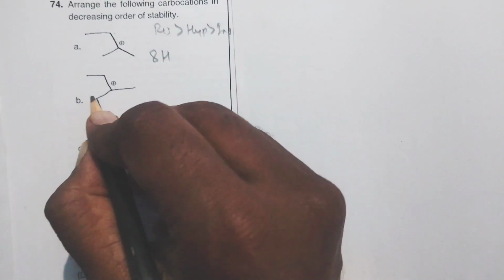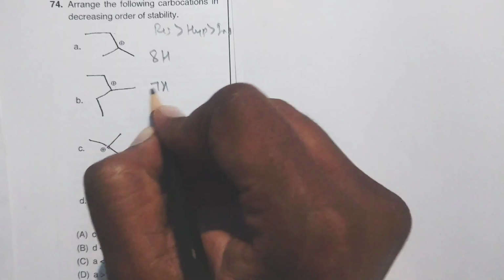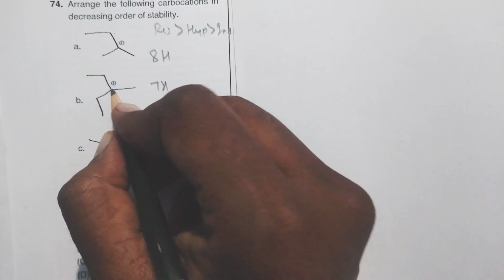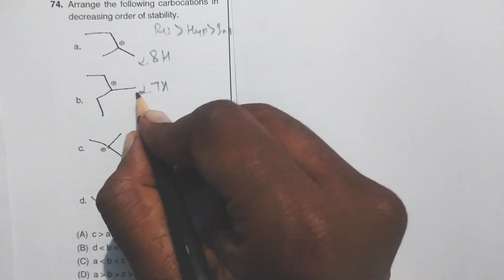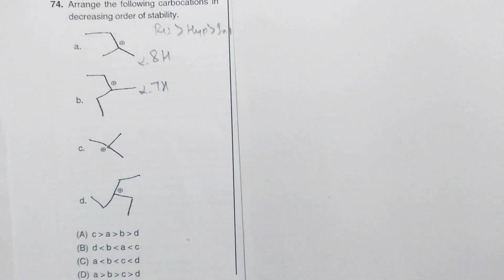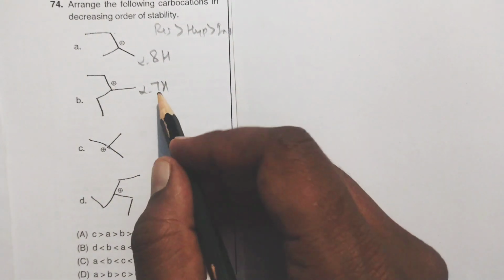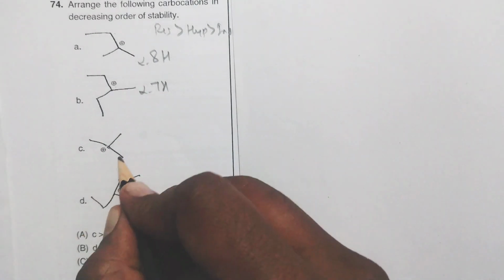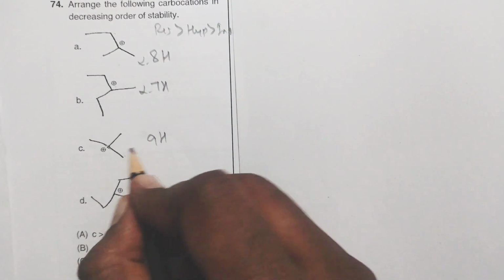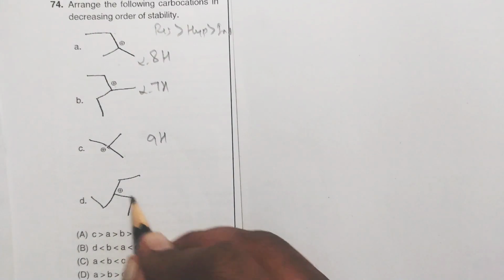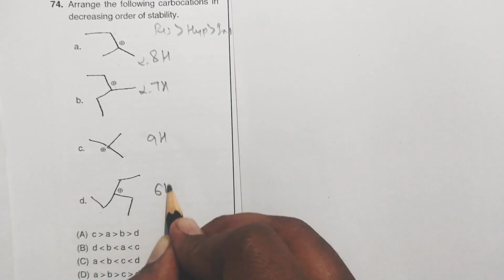Here 3, 6, 7. 7 alpha hydrogens are there. Hence 7 alpha hydrogens here, 8 alpha hydrogens in the previous one. Here 7 hyperconjugation structures will be formed. Here 3, 3, 3. 9 hyperconjugation structures will be formed because 9 alpha hydrogens are there. Here 2, 2, 2, 6 alpha hydrogens.